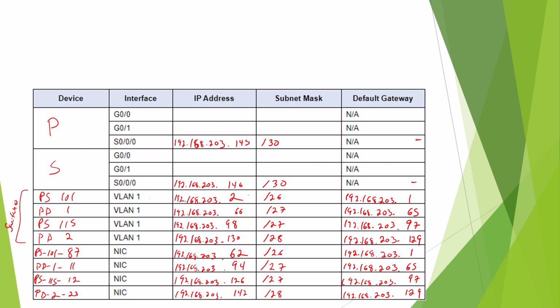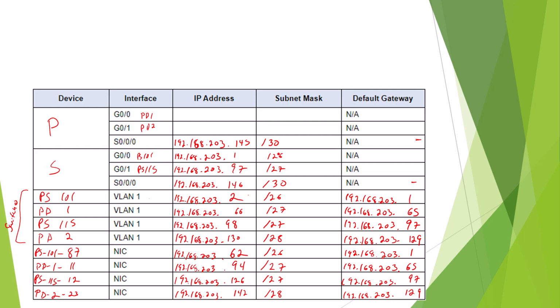Alright, so that means this is for PD1, this is for PD2, this is for PS101, this is for PS115. So for PS101, the router's IP address, let's try that again. Router's IP address is 192.168.203.1. For PS115, 192.168.203.97. That will be a /27.